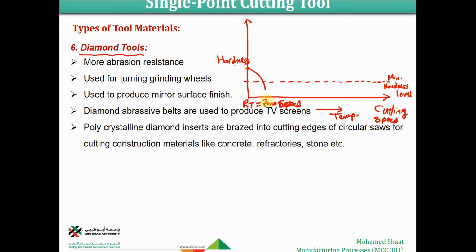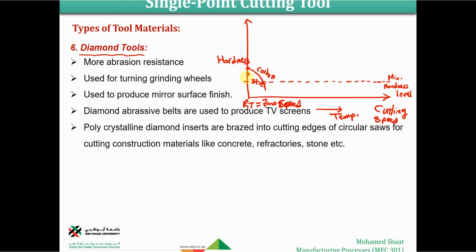As we increase the cutting speed, the temperature is going to increase, and at around 150 degrees Celsius, it is going to lose its hardness very quickly. This is the carbon steel. This is the bad thing about the carbon steel. That's why it is not recommended as a tool.